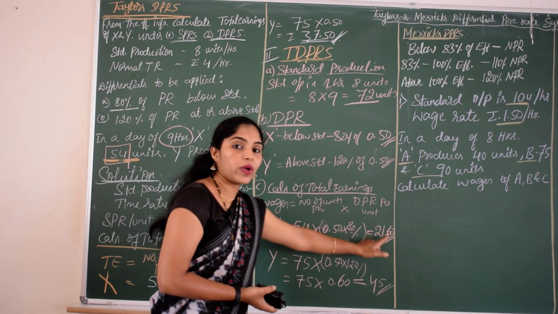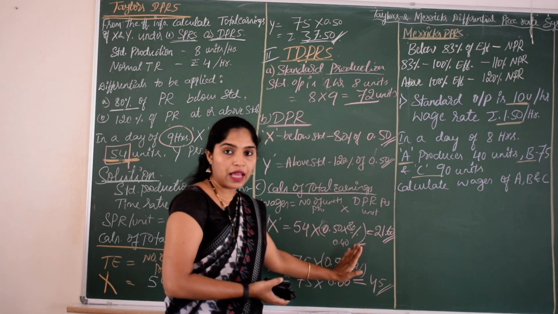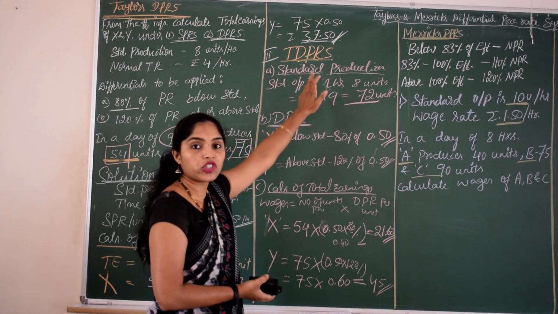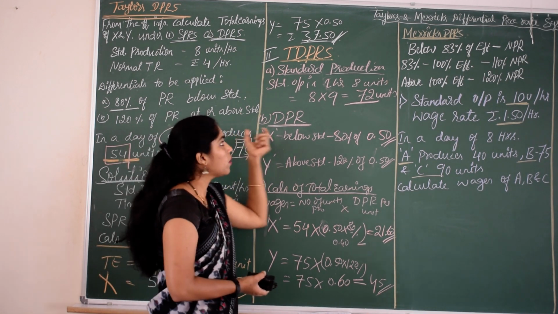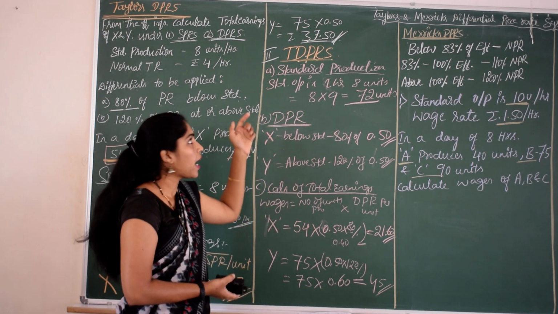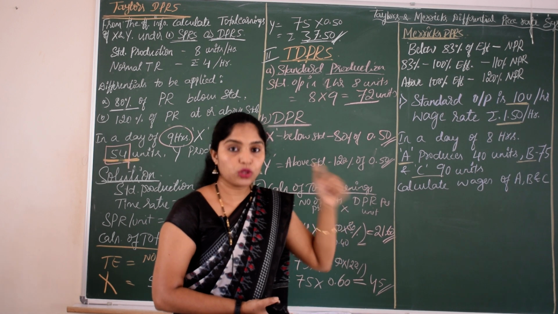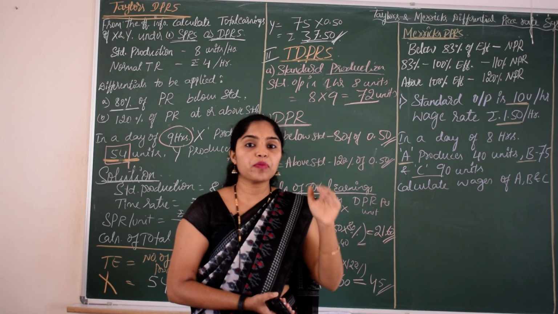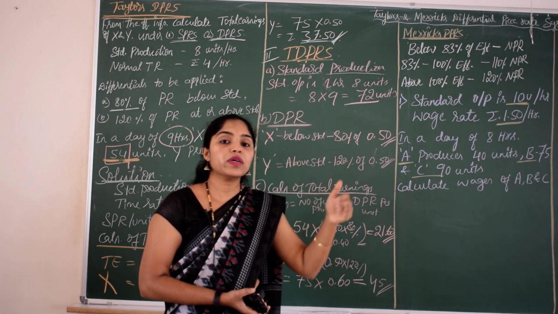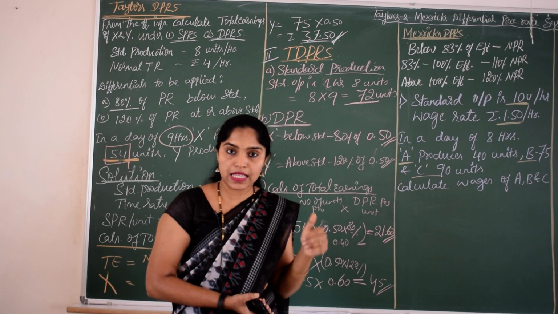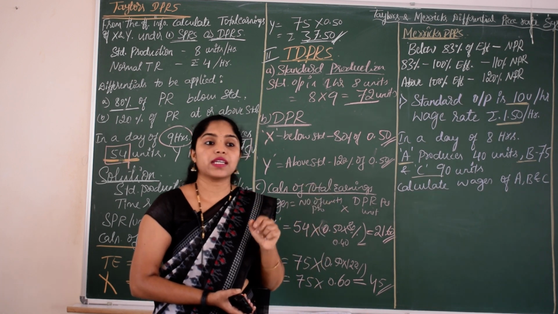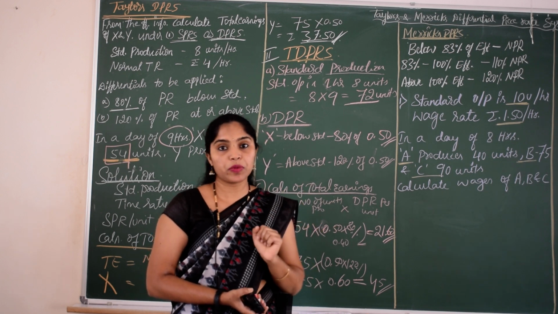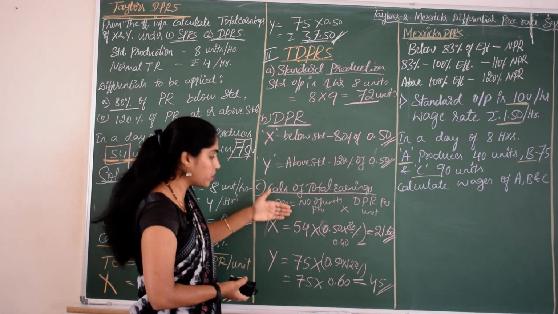X is going to get 21 rupees 60 paise. So this is how we need to calculate the total earnings under Taylor differential piece rate system. Here we have to understand one thing very clearly, that according to Taylor there are two categories. One is 80% of the piece rate and 120% of the piece rate. 80% of the piece rate if the employee's performance is less than the standard. If the employee's performance is more than the standard, he is going to get 120% of the piece rate, and the problem is like this.